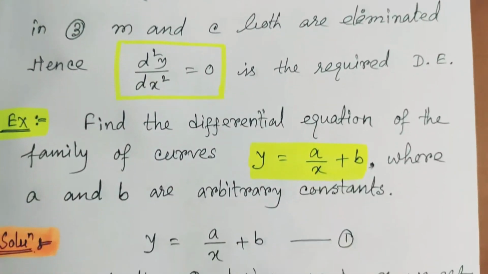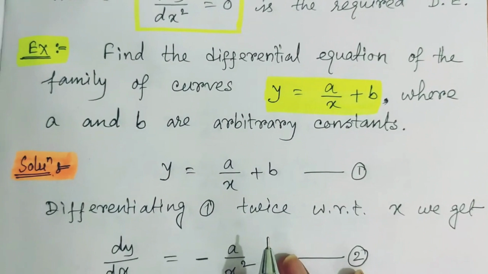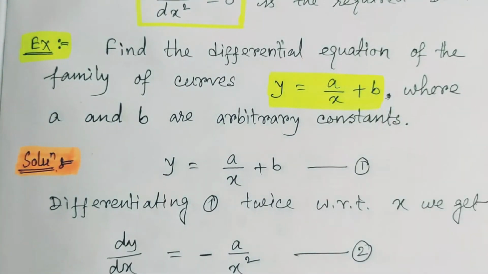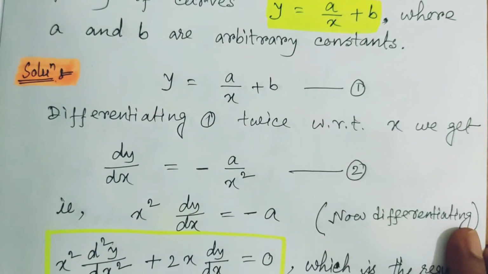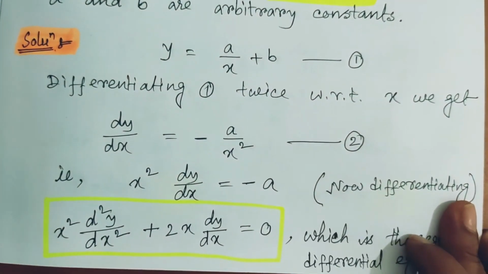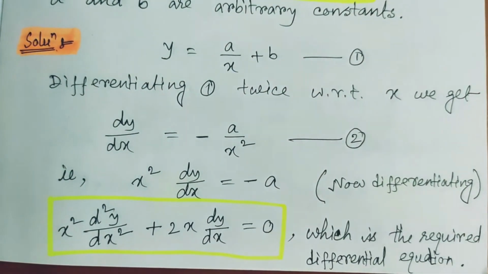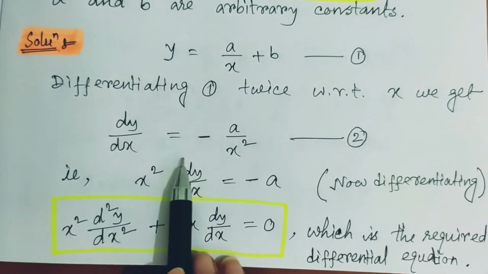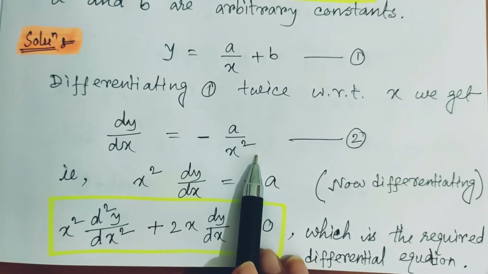Let us do one more example. In this example, the given equation is y is equal to a by x plus b, where a and b both are arbitrary constants. So what should be the differential equation of this one? For this, as there are two arbitrary constants, we should take the derivative 2 times. So when we do the first time derivative, we shall find dy by dx is equal to minus of a by x square.